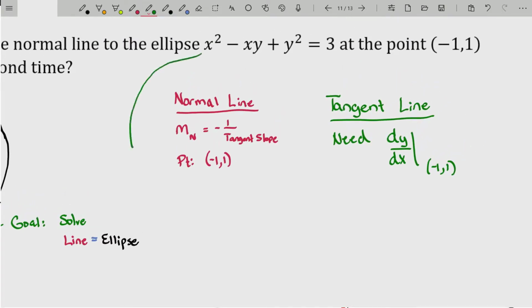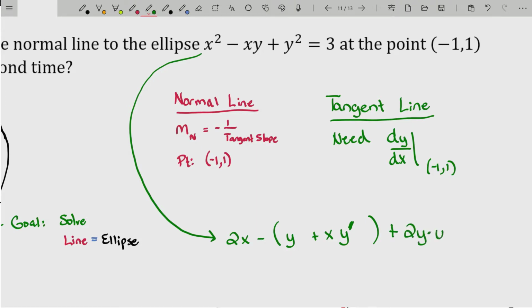The derivative of that equation is going to be 2x minus a product rule. Derivative of x is 1 times y plus x times the derivative of y. That's a y prime. I'm just using that notation because it's fast. Plus the derivative of y squared is 2y times y prime is equal to the derivative of 3, which is 0.